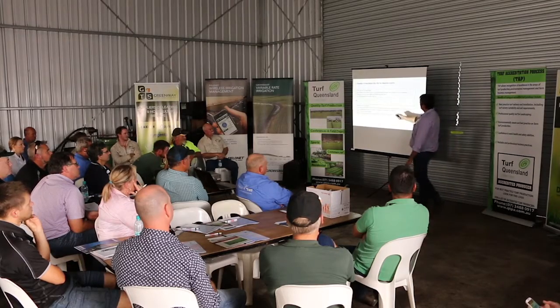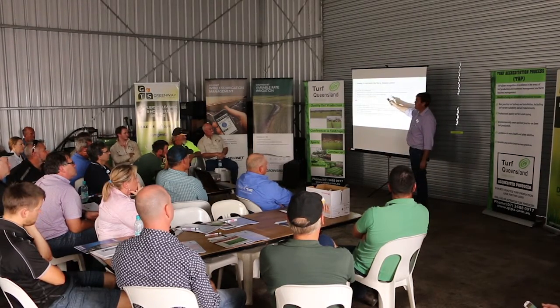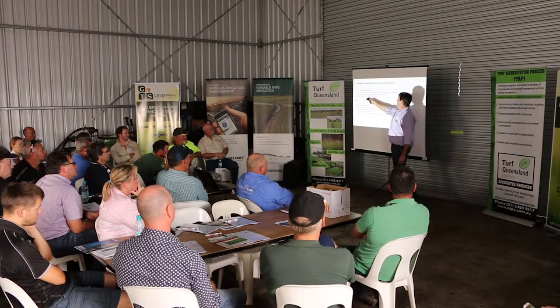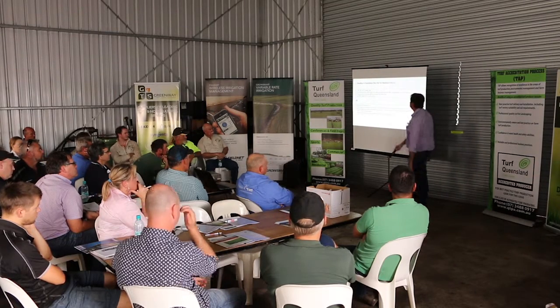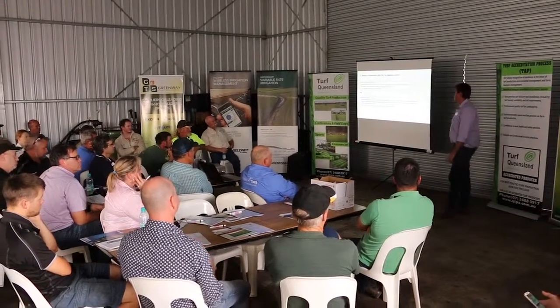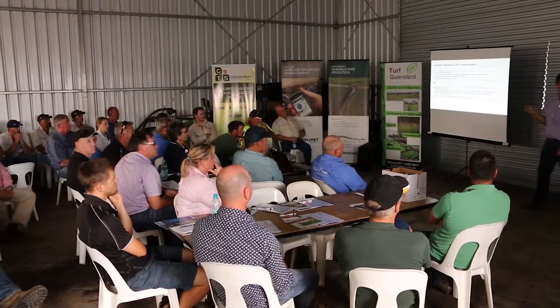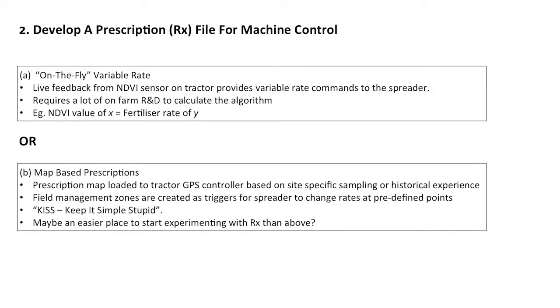Of course, there's a lot of work in coming up with your own on-farm R&D to calculate the algorithm to say that the value of X on the sensor is always going to be a value of Y for fertiliser. But I'm pretty sure that's where we're headed, correct? Or you can keep it simple, stupid. You go back to the old map-based prescriptions.